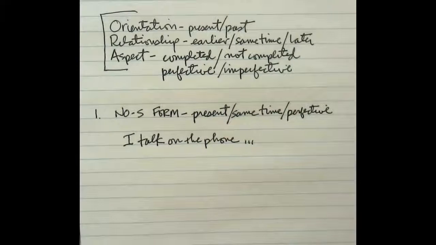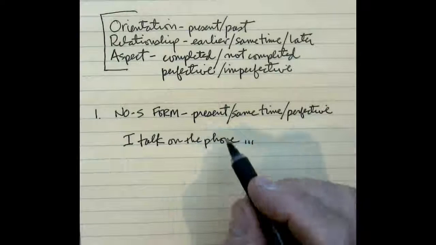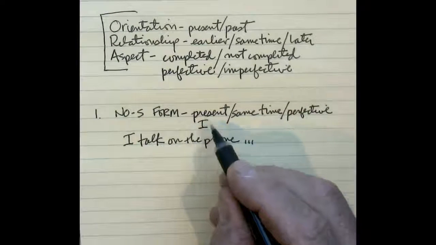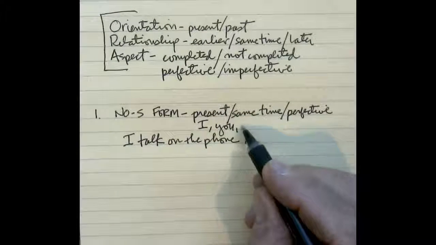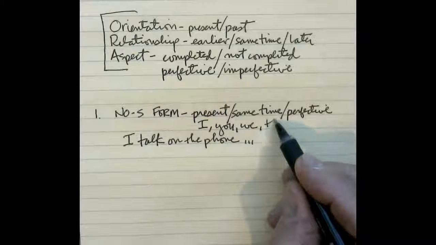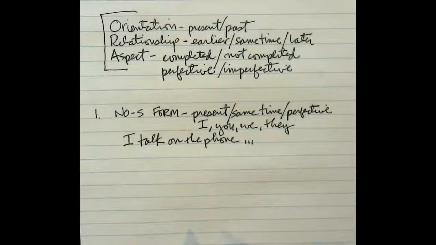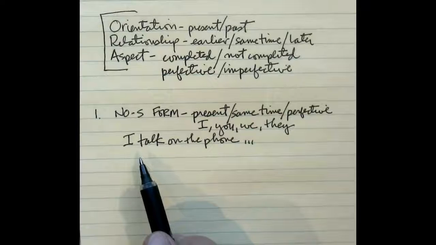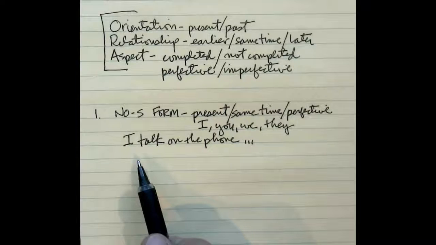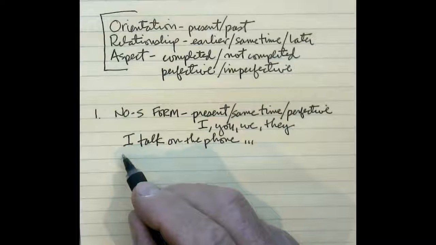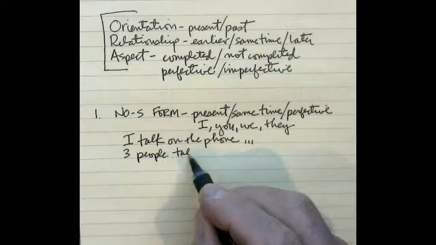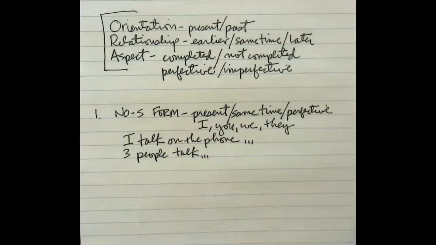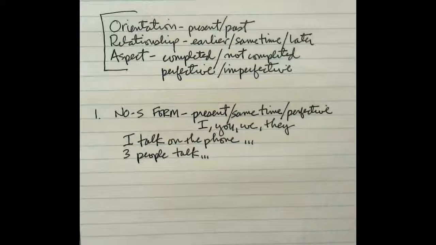every morning. Now we can see one more thing is that this no-s form goes together with subjects like I, you, we, and they. I talk, you talk, we talk, they talk. It could be 3 people talk, and that's the same thing as a they. So the first form is the no-s form.